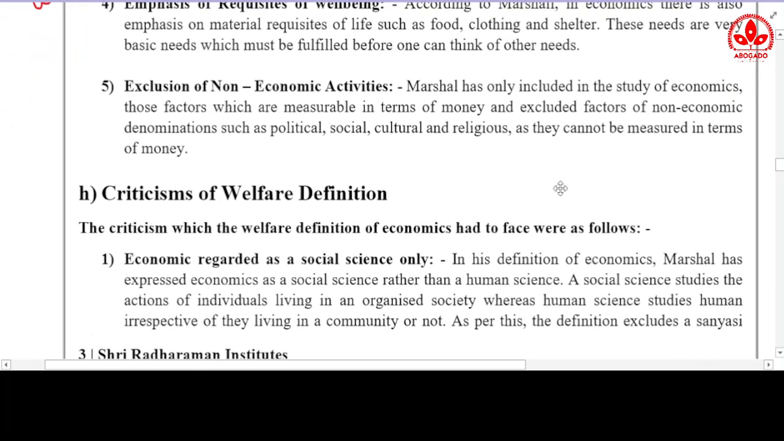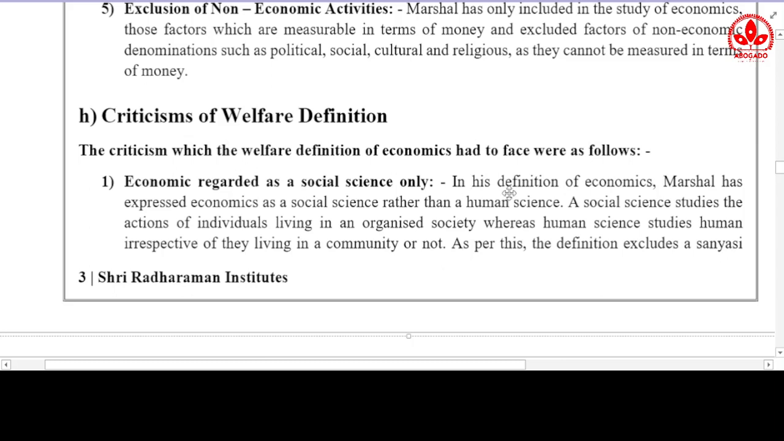Marshall has only included in the study of economics those factors which are measurable in terms of money and excluded factors of non-economic denomination. Like I said previously, economics is concerned with economic activities, or that portion which is concerned with material things like wealth. That is nothing but economic requirement. So economics is concerned with economic activities and not non-economic activities.